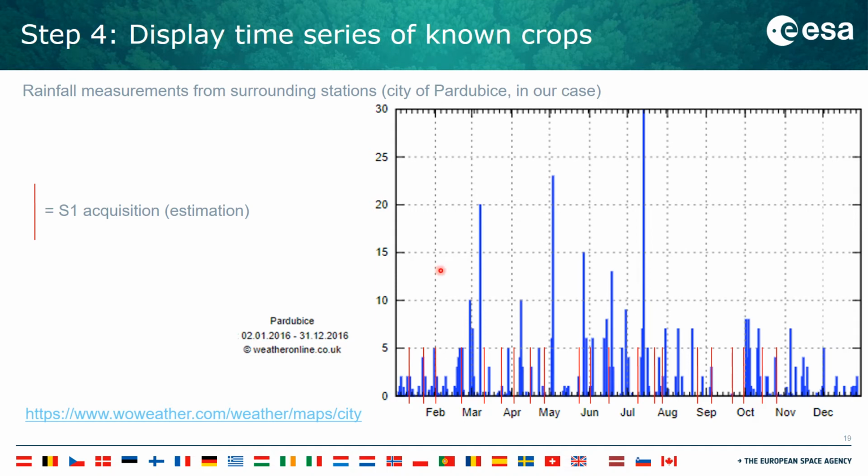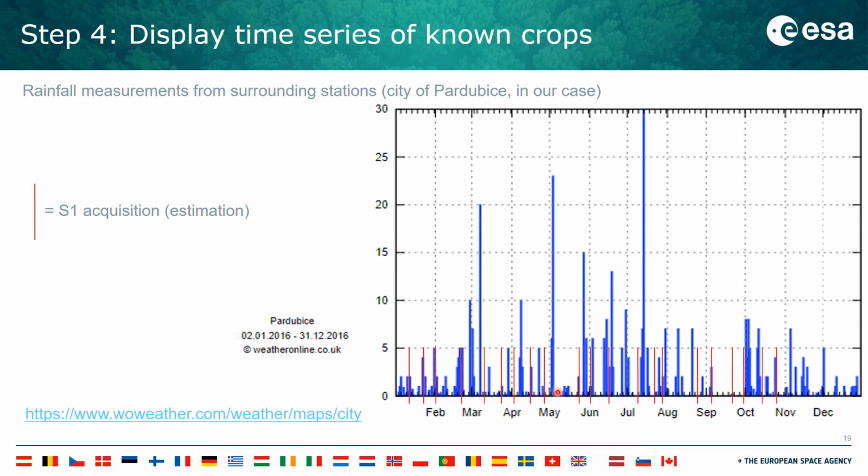So what we did here was to try to find the rainfall measurements from stations around the area where we acquired the data. In our case it was around this city. I will not try to pronounce it because I will do it wrong. And we managed to find on this website this graph of the rainfall measurements over time. And I overlaid these red lines which signal when there was a Sentinel-1 acquisition.